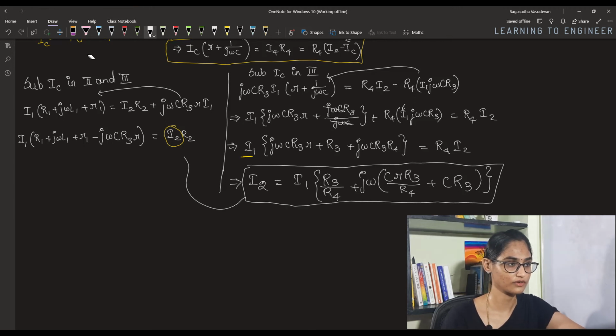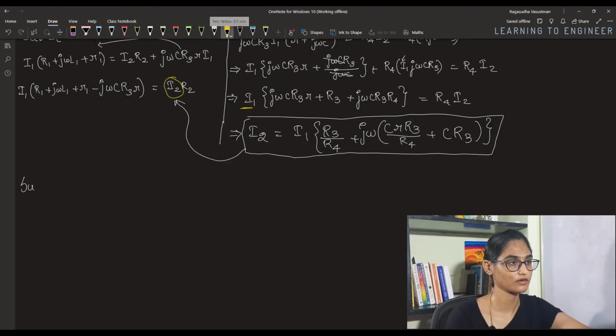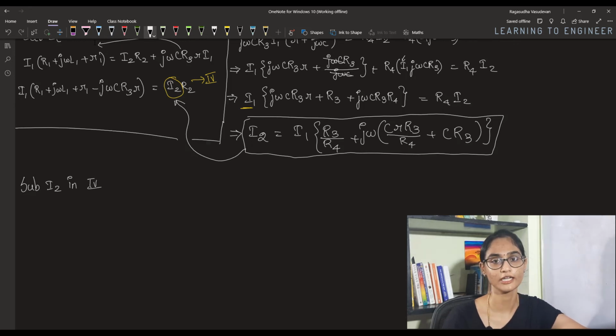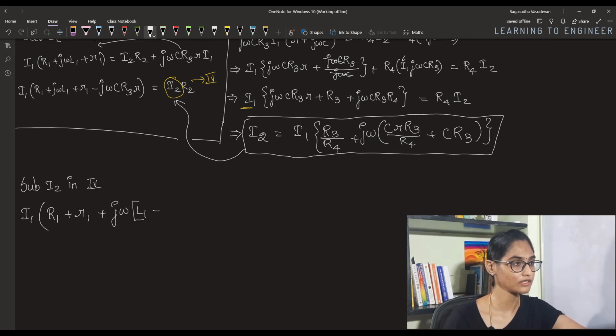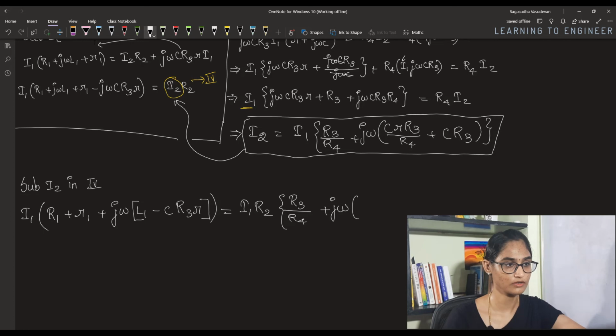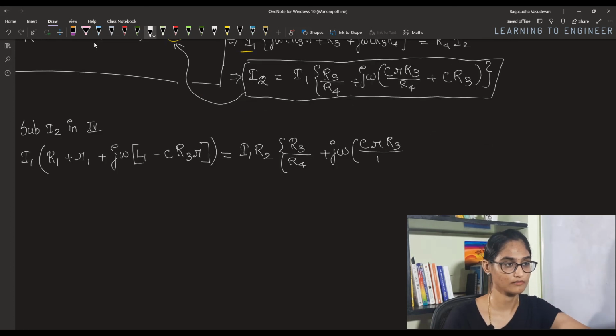Let's substitute the value of I2 here. Okay, for convenience, let's mark this as equation number 4. Substitute the value of I2 in equation number 4. So we will be getting everything in terms of I1. I1 into R1 plus small r1 plus j omega L1 minus C R3 R. This is equal to the whole term into R2. So I can just write it as I1 into R2 into R3 by R4 plus j omega C R3 by R4 plus C R3.